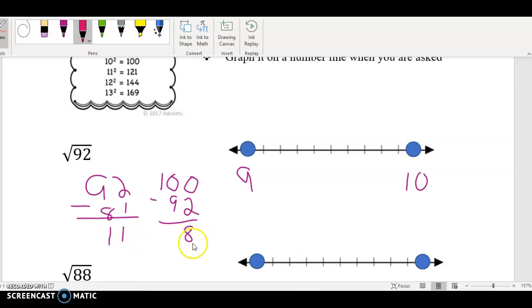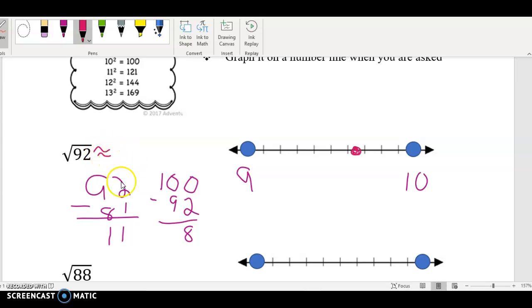Now, it's pretty close to the middle because 8 and 11 are close to each other. So maybe over 1, maybe over 2. I'm going to say maybe right around here. That's going to be our approximation right now on our number line. And we could easily just say for right now that the approximation of the square root of 92, we're going to say it is approximately.